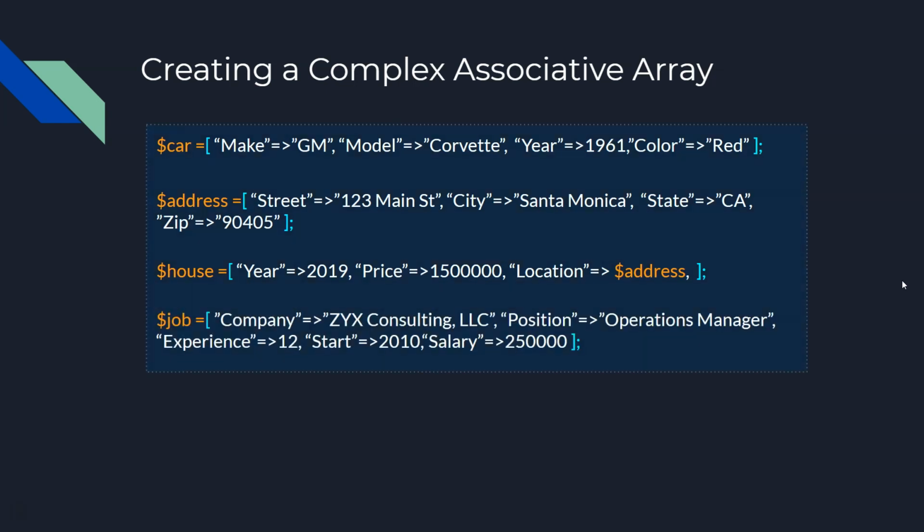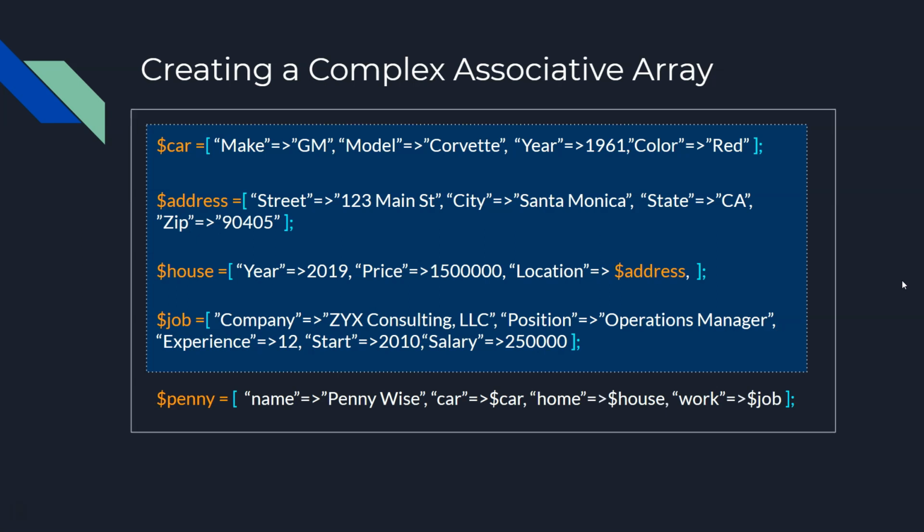And then let's just say this person has a job as well. This person works for a company called ZYX Consulting Firm. Position is operations manager, 12 years experience, started in 2010, with a salary of $250K per year. And we'll assume that this person has a name of Penny. So we have an array of Penny with her name. Her car points to the car array. Home points to the house array.